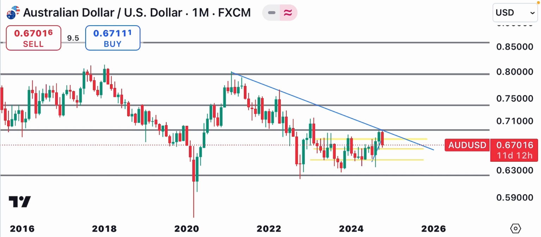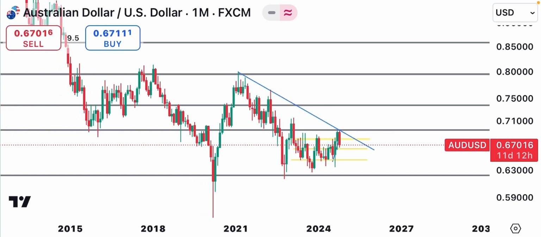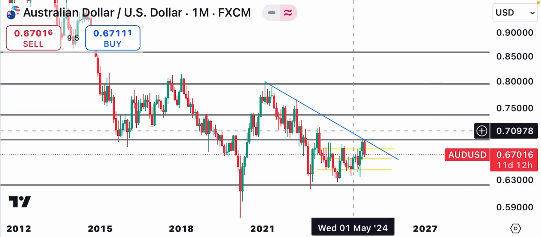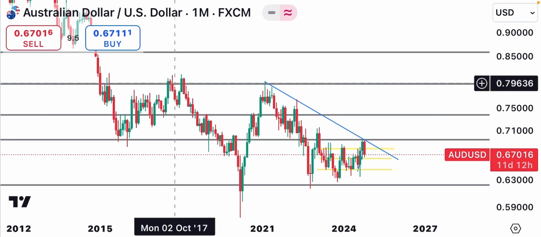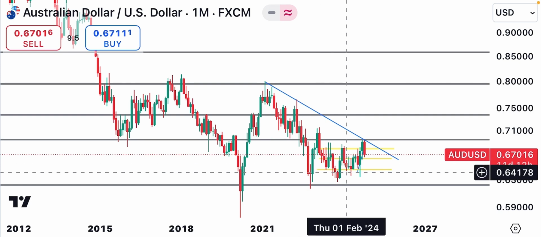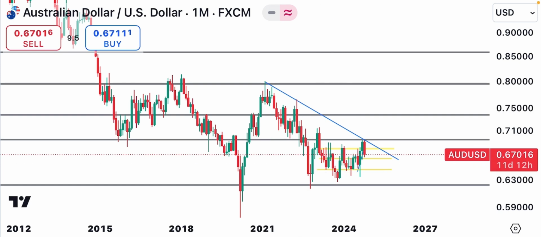So this is AUD USD, and what we can see right here is a clear double top on a monthly time frame. This is a monthly time frame, by the way, and if you already know the way I trade, you know I like to analyze from the monthly time frame down to the weekly, to the daily, down to the 4 hours where I execute my trade.